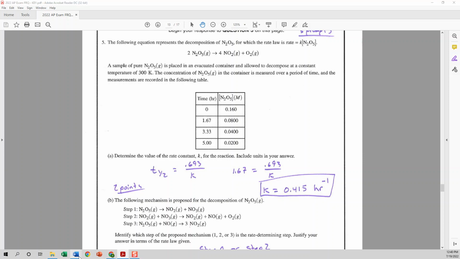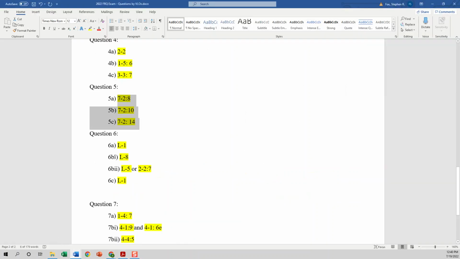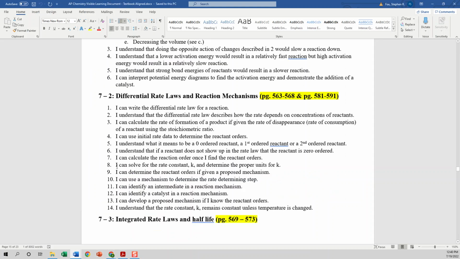Okay, so let's see where that is in the VLOs. So this is 7-28. So let's see what 7-28 says. I can solve for the rate constant K and determine the proper units.